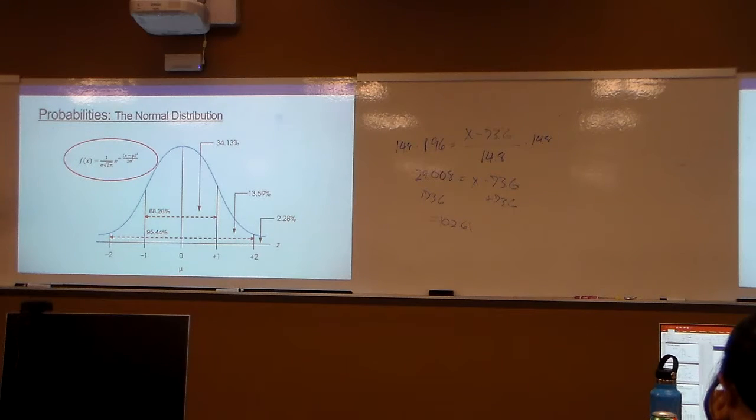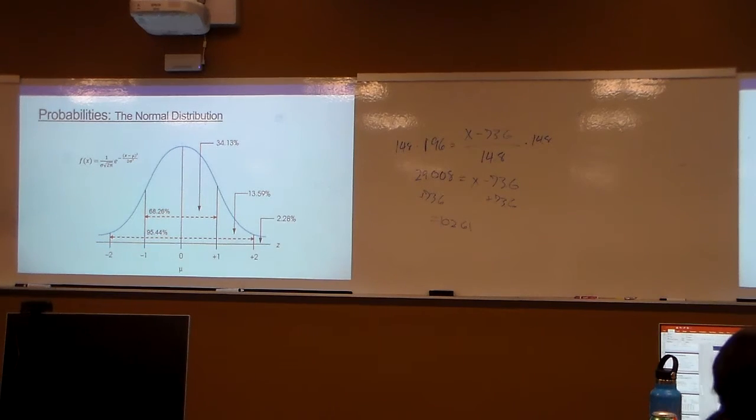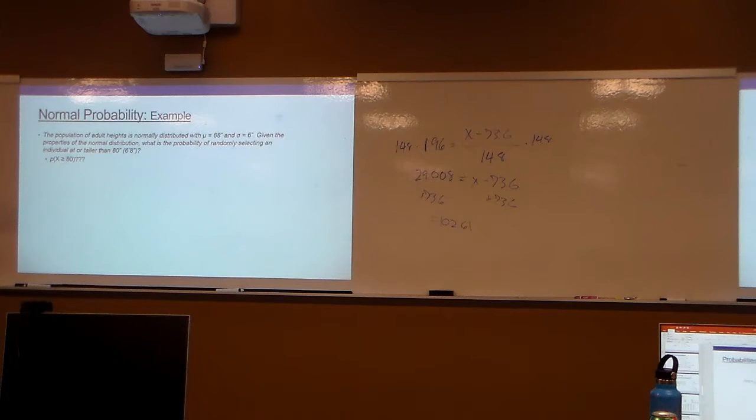Some curves have characteristics that we don't know, which are more mysterious. A paranormal distribution? Who knows? It comes in and it disappears. So it's harder to work with a paranormal distribution. But with a normal distribution, we have a good idea of what goes on, so we can calculate and know where things are falling.